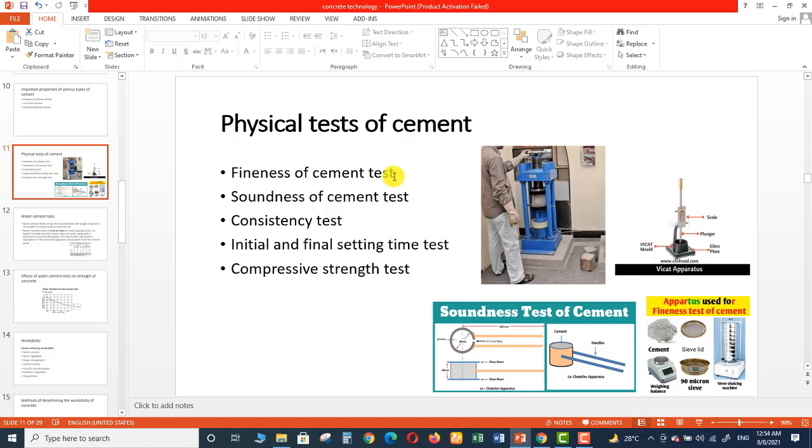As its name shows, this test is performed to check the fineness of the cement. So the fineness test of cement is made by sieving it through sieve number 9. We will do sieve analysis and pass the cement through sieve number 9. So the residue retained should not exceed the following limits. The limits are that if the cement is ordinary Portland cement OPC, then the residue should be 10%. The residue which is retained on the, let me show you an image.